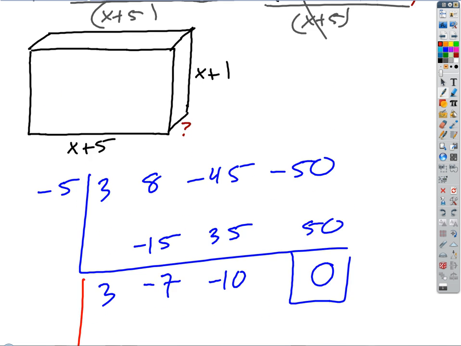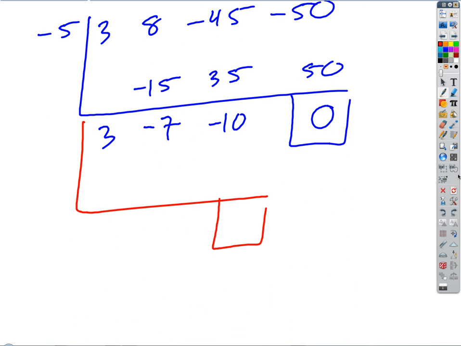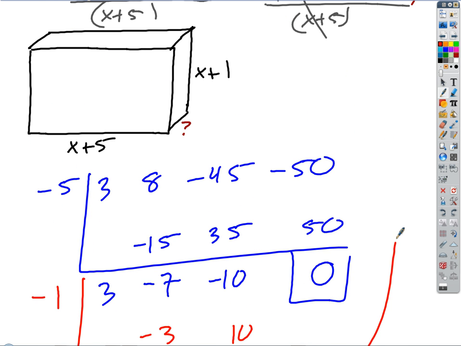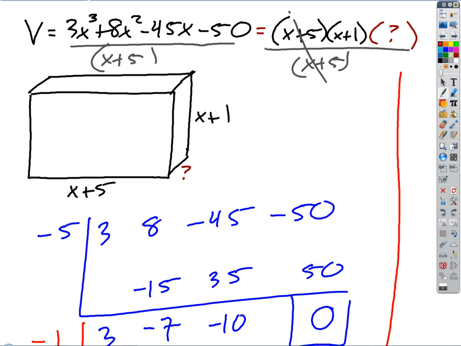So what goes out front this time? -1. Bring 3 down, -3, -10, 10, 0. So what's the missing dimension? 3x minus 10, isn't it? Right? Right there. That should be it. Make sense?